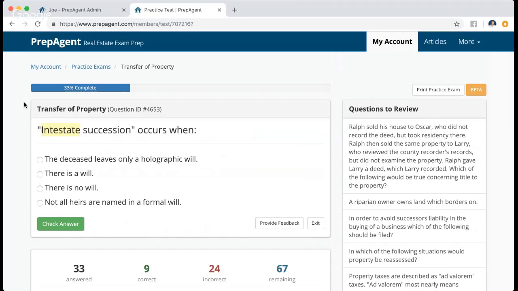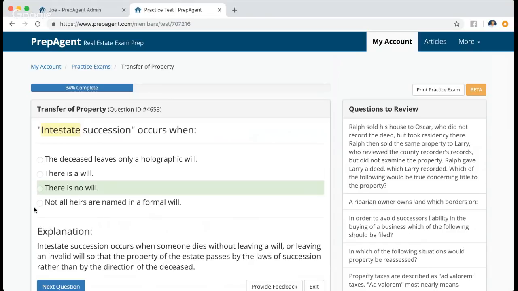Intestate succession occurs when A, the deceased leaves only a holographic will. B, there is a will. C, there is no will. Or D, not all the heirs are named in the will. Okay, intestate, and there's no will.